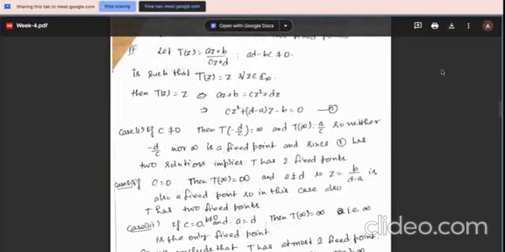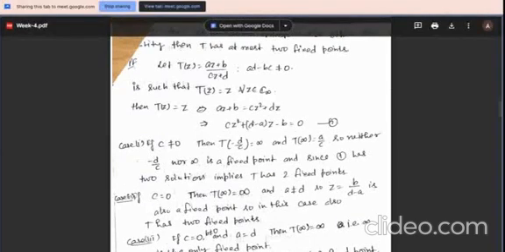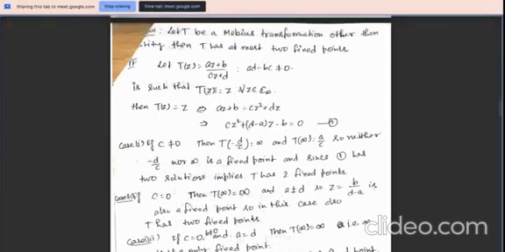So if Tz is equal to (Az plus B) upon (Cz plus D), where Ad minus Bc is non-zero, is such that T of Z is equal to Z for every Z belonging to C, then Tz equals Z implies... this is how we calculate the fixed points. So this is the root, the solution of this one: roots, fixed points. So Az plus B equals Cz square plus Dz. So Cz square plus D minus Az minus B equals 0.